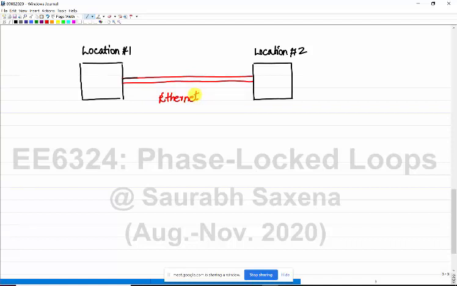Okay, and similarly it is not only between two different locations with an Ethernet connection. You can have your processor, which can be the processor in your phone or the processor in your laptop or in your workstation, and then you have a memory.